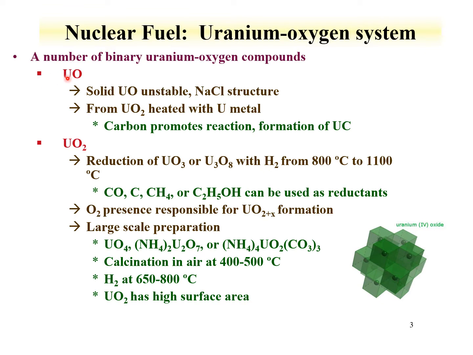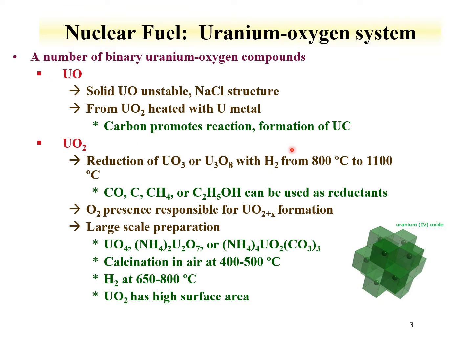Simple one, the uranium monoxide. It's very unstable. It has the sodium chloride structure, and you can form this by heating UO₂ with metal. However, it's not a particularly stable system and tends to be a surface species. More dominant species is uranium dioxide.